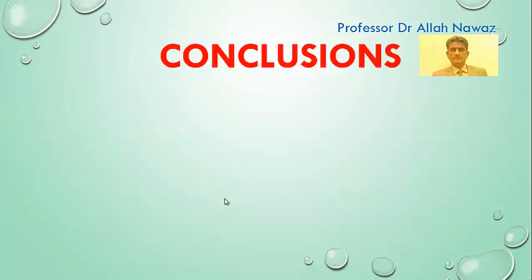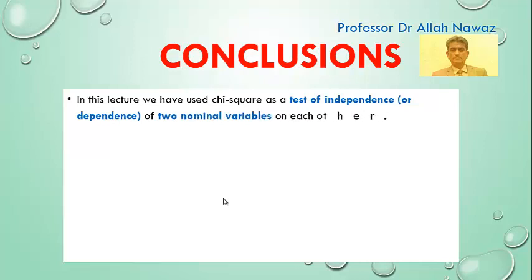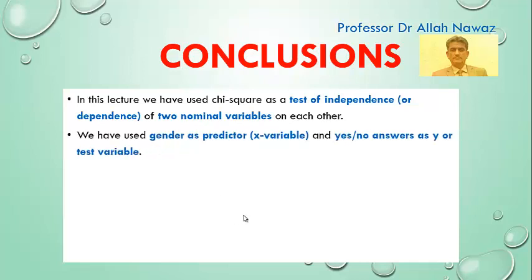To conclude our discussion, it can be said that in this lecture we have used chi-square as a test of independence or dependence of two nominal variables on each other. We have used gender as predictor, the x variable, and yes/no answers as the y or test variable. Test of independence actually means checking dependence of two variables.